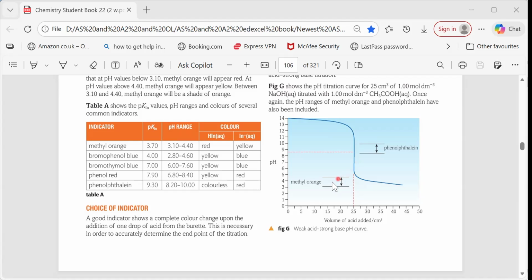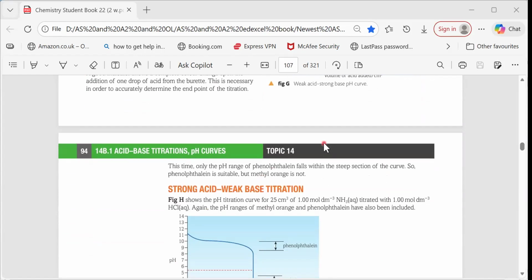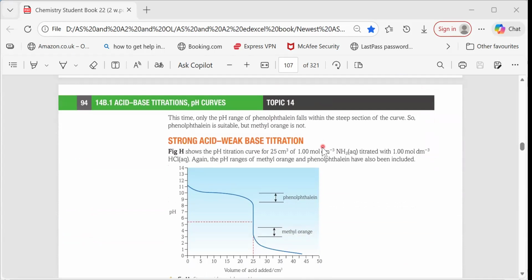But if the indicator changed its color before the equivalence point, of course it will give you an inaccurate volume for the equivalence point. So you cannot work with it. Tamam? Because this question came about 2 times in exams.